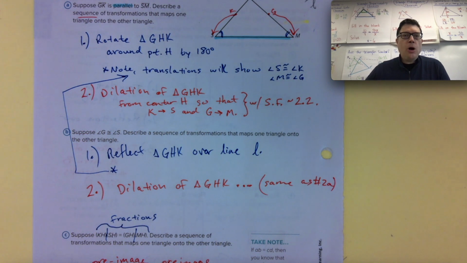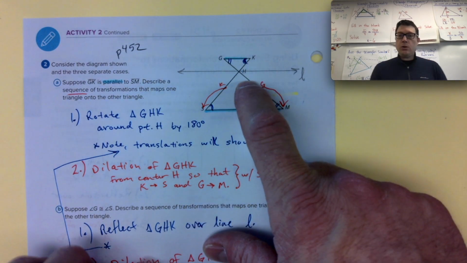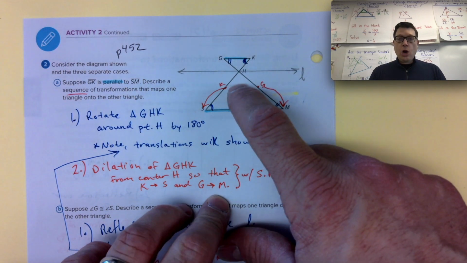Now, suppose that the line segment GK is parallel to line segment SM. We're going to describe a sequence of transformations that maps one triangle onto the other triangle. Well, one of the things that we could do is trace this triangle, which I did. Sorry, it's not visible here in this video. And I'm going to rotate it all the way around.